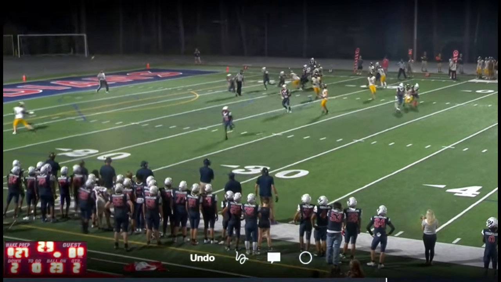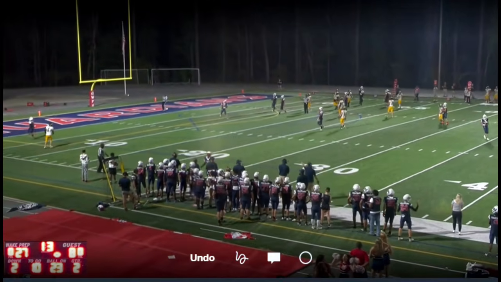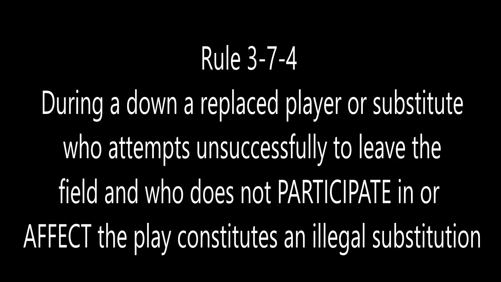Well, to better understand it, we need to know the rules. So let's take a look at two rules. First of all, we have Rule 3-7-4. A player or substitute who attempts unsuccessfully to leave the field and who does not participate in or affect the play constitutes an illegal substitution. So you have to ask yourself this question: did he participate or did he affect the play? I think the more important part here is, did he affect the play?